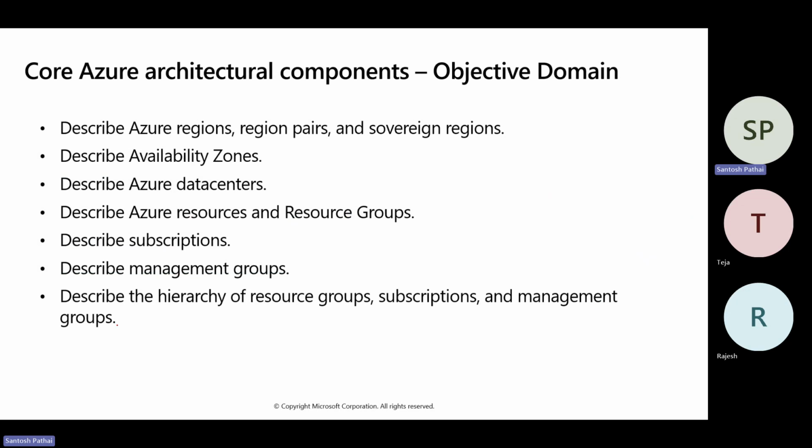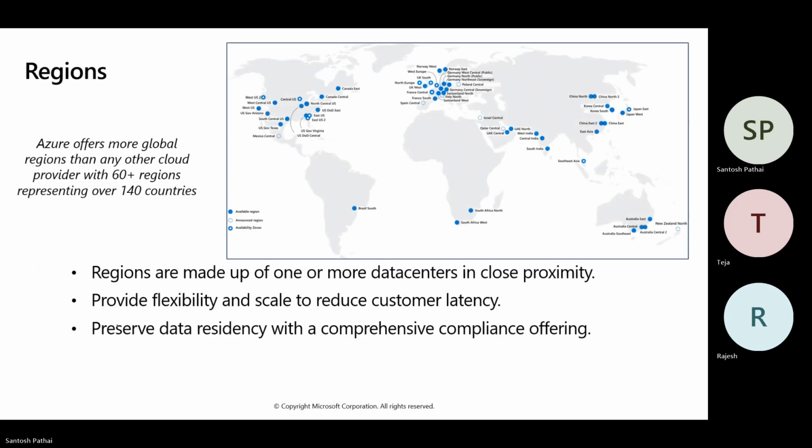Now, if we talk about Azure architecture components, we'll understand Azure regions, region pairs, sovereign regions, availability zones, Azure data centers, Azure resources and resource groups. We'll understand subscriptions and management groups. We'll review the hierarchy of the resource groups, subscriptions, and management groups. So now, region. What is a region in Azure?